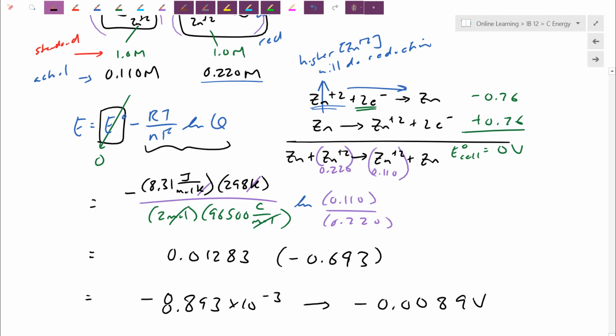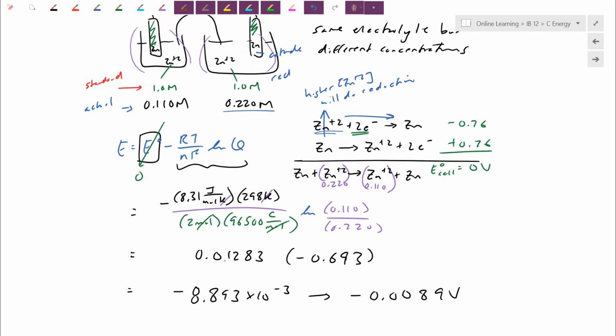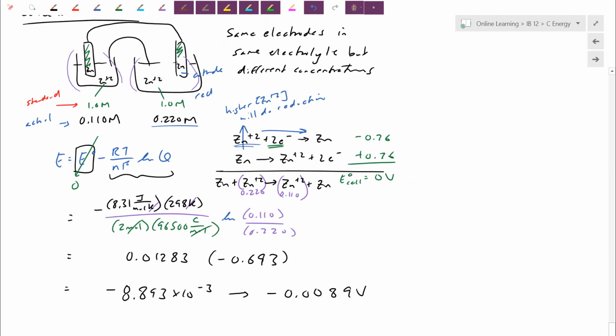Right. So where otherwise your standard cell here, well, it's the same electrode. Why would I be getting any voltage? Because we are not at standard conditions, we actually do have some net voltage.